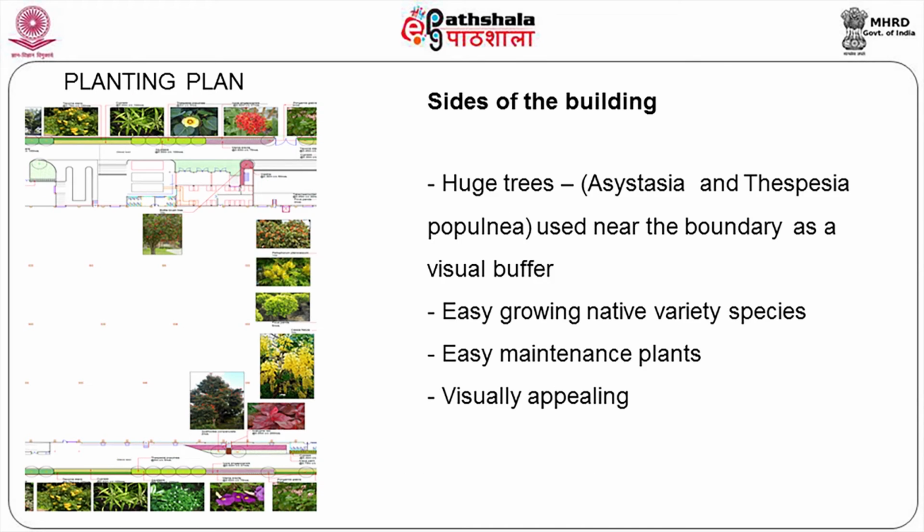And this is the other side, where huge trees, Alstonia or Thespesia, are used near the boundary as a visual barrier. Easy-growing native species are used. Plants that are easy to maintain and visually appealing are all used. You have to go through this planting plan in detail in order to understand why each is being used. Color, texture, leaf pattern, and height of the plant will give you the character of the landscaping.